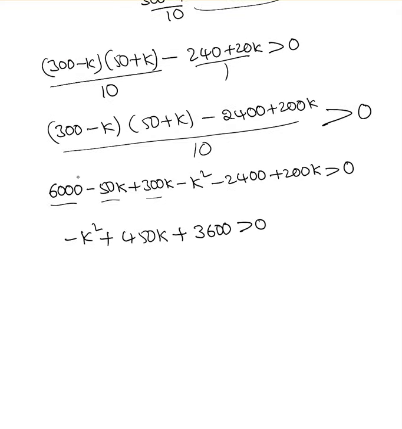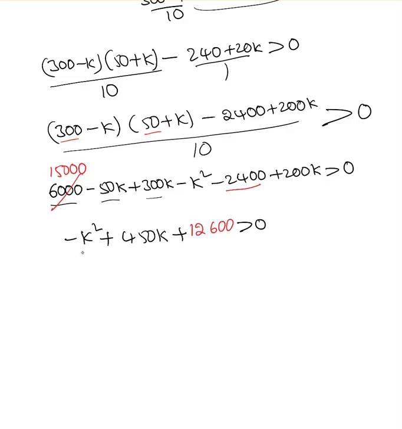Looks like I made a mistake here. I can clearly see, I don't know why I wrote 6000 there. 300 times 50, which is 15,000, right? Now 15,000 minus 2,400, it must be 13,600. Sorry about that error. Again, another calculation mistake. It's 12,600. Sorry about that.